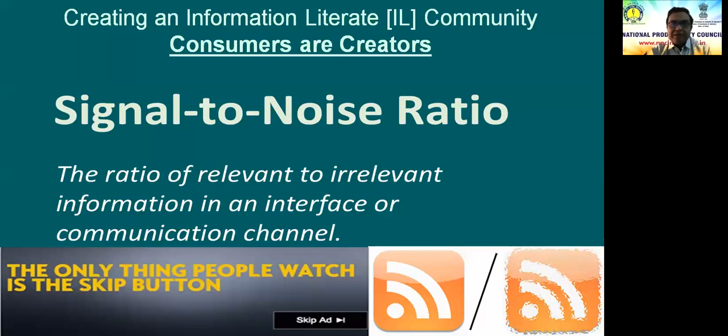Then how do we filter signal from the noise? What is to me a signal that we should catch, or what is noise that we should let go? Many times what happens is that we let go of signals also in between the noise. So it's very critical to filter.